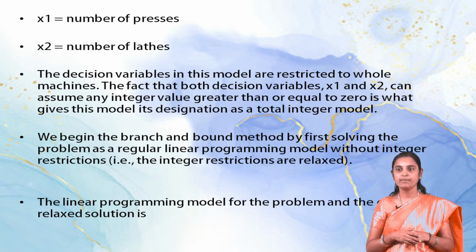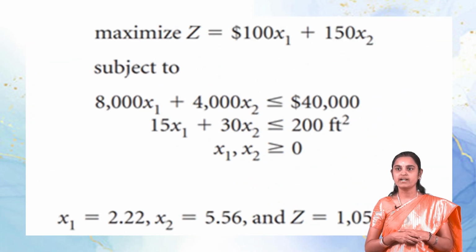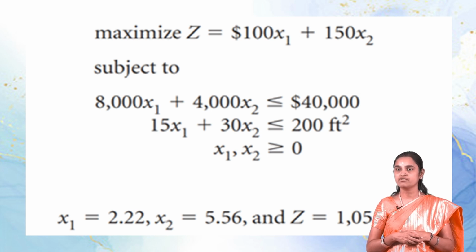The linear programming model for the problem and the optimal relaxed solution is: maximize Z equal to $100 x1 plus 150 x2 subject to 8,000 x1 plus 4,000 x2 less than or equal to $40,000, 15 x1 plus 30 x2 less than or equal to 200 square feet, x1, x2 greater than or equal to 0. Now the solution is x1 equal to 2.22 and x2 equal to 5.56. Substituting x1 and x2 in the objective function, we get Z equal to 1055.56. These solutions are obtained either by graphical method or using computer software like Lingo or related software.